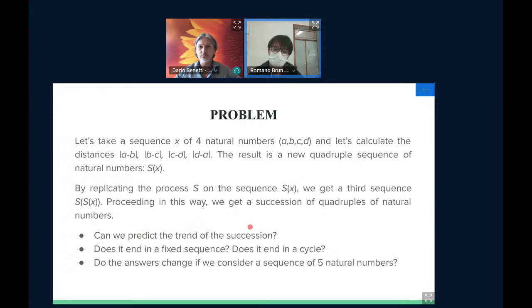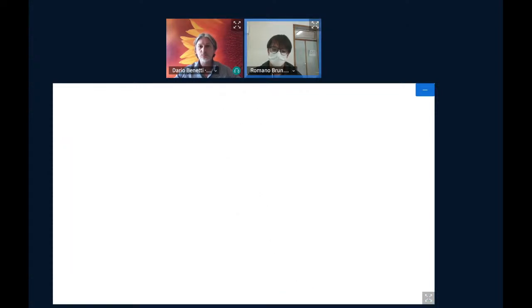So can we predict the trend of the succession? Does it end in a fixed sequence or in a cycle? Do the answers change if we consider a sequence of 5 natural numbers?